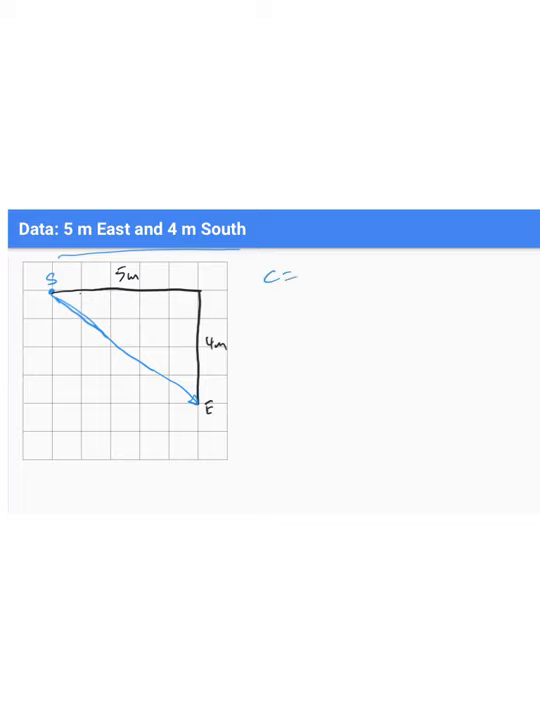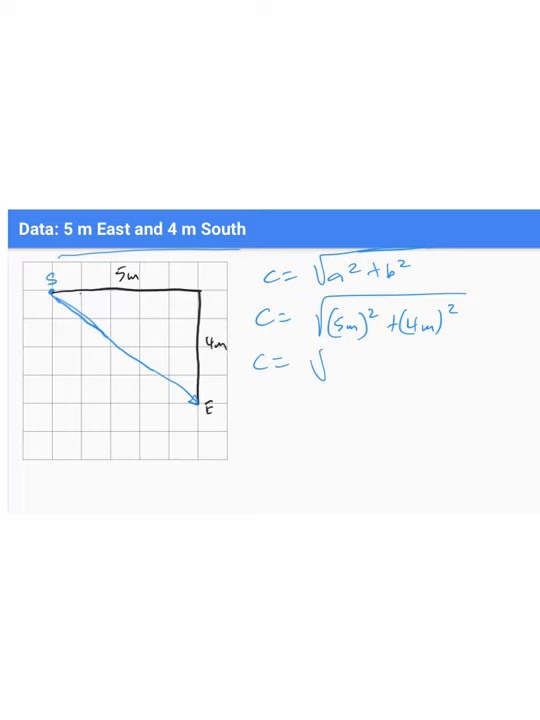C is equal to the square root of a squared plus b squared. So now we plug it in. C is what we're trying to find, square root of a. And it looks like, because this makes a perfect triangle already, we already know the two sides is 5 meter square plus 4 meter square. Once again, it does not matter which one is A or B.